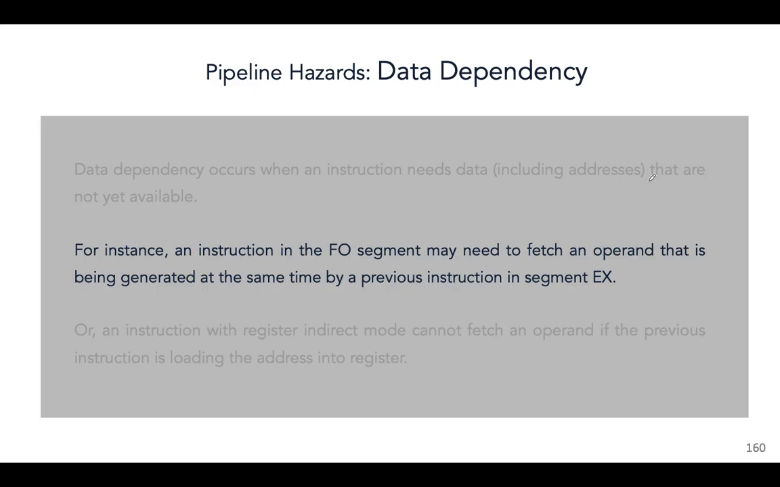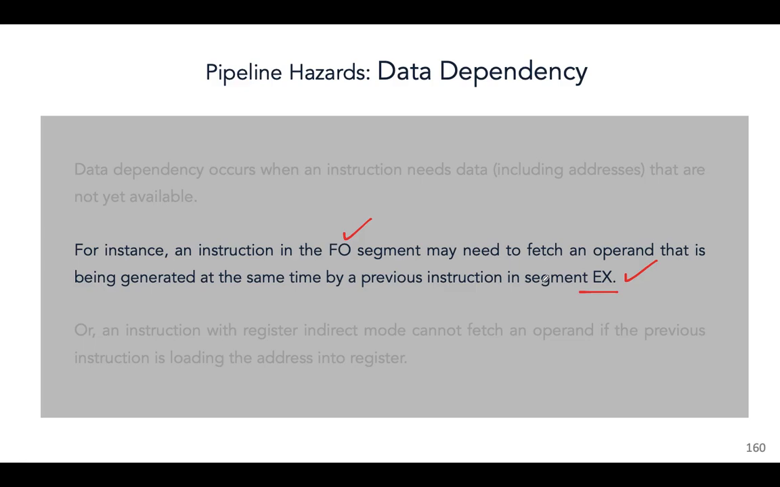For instance, consider an instruction operating in its FO segment, fetch operand segment. This instruction may need to fetch an operand that is being generated at the same time by a previous instruction which is currently in its execute instruction segment. So instruction 2 requires some operands, but those operands haven't yet been generated by instruction 1. Instruction 1 is in the execution state, whereas instruction 2 is in the fetch operand state. Naturally, the second instruction will have to wait until the operands become available.